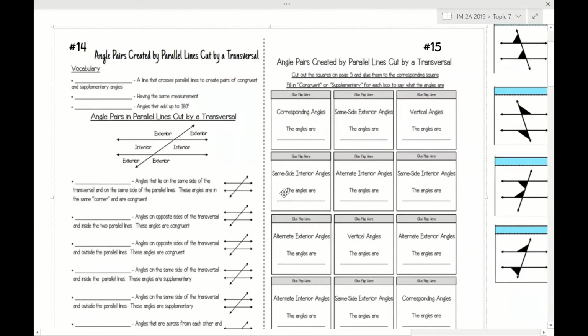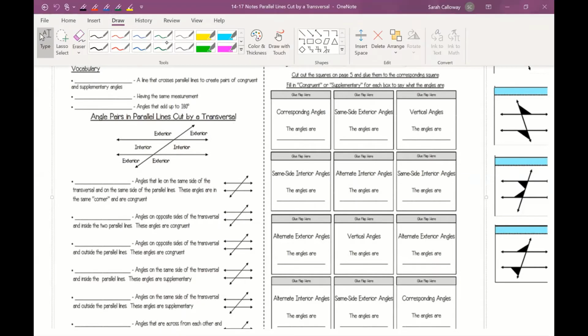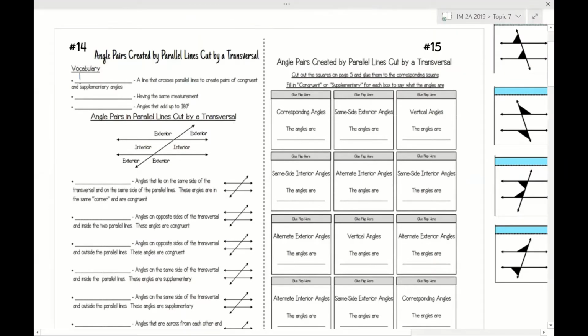So for this, we're going to look at some vocabulary. On a problem where I have parallel lines cut by a transversal, the first thing we're going to talk about is what is a transversal. So a transversal is a line that crosses parallel lines to create pairs of congruent and supplementary angles. So visually in the diagram, the transversal is the single line, the one that's by itself. So that's our transversal in this diagram.